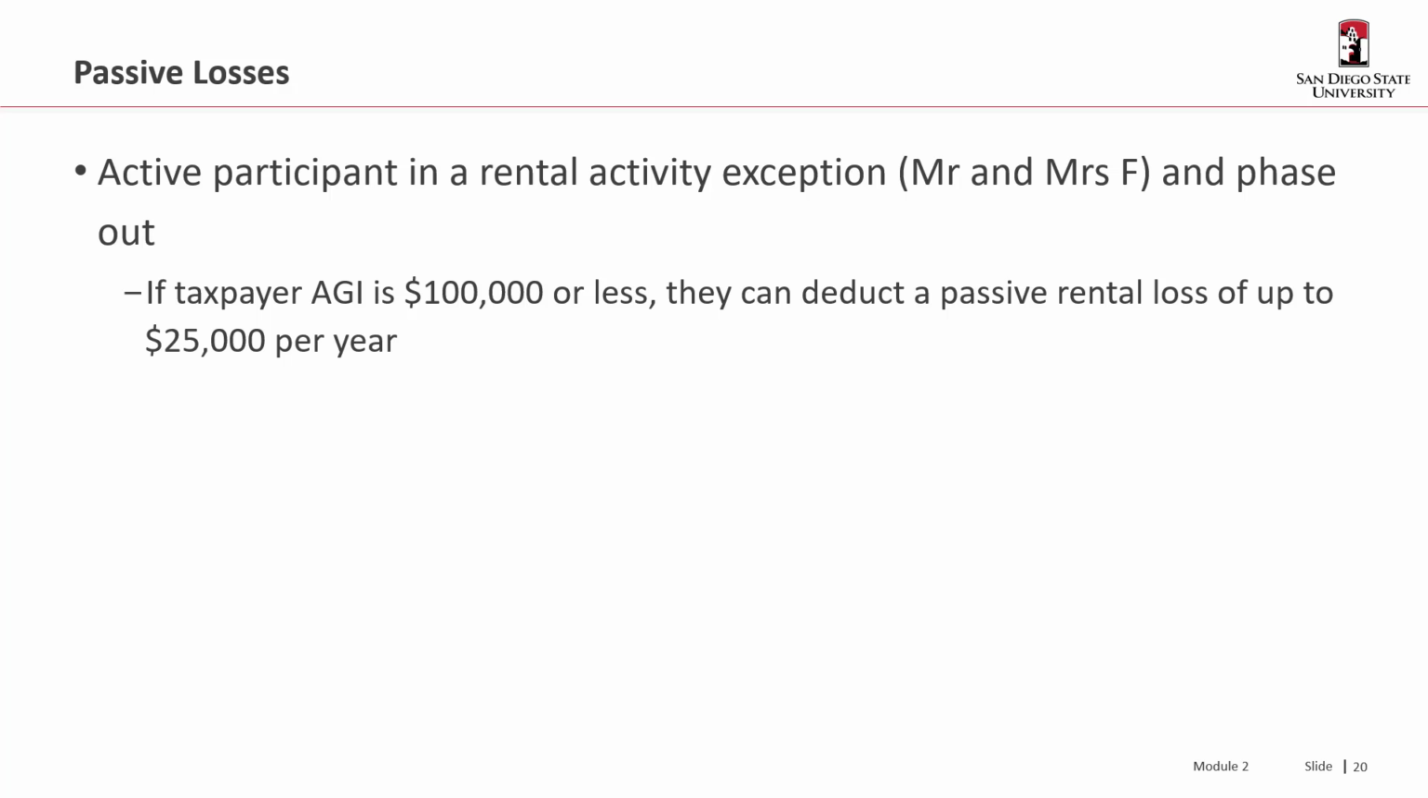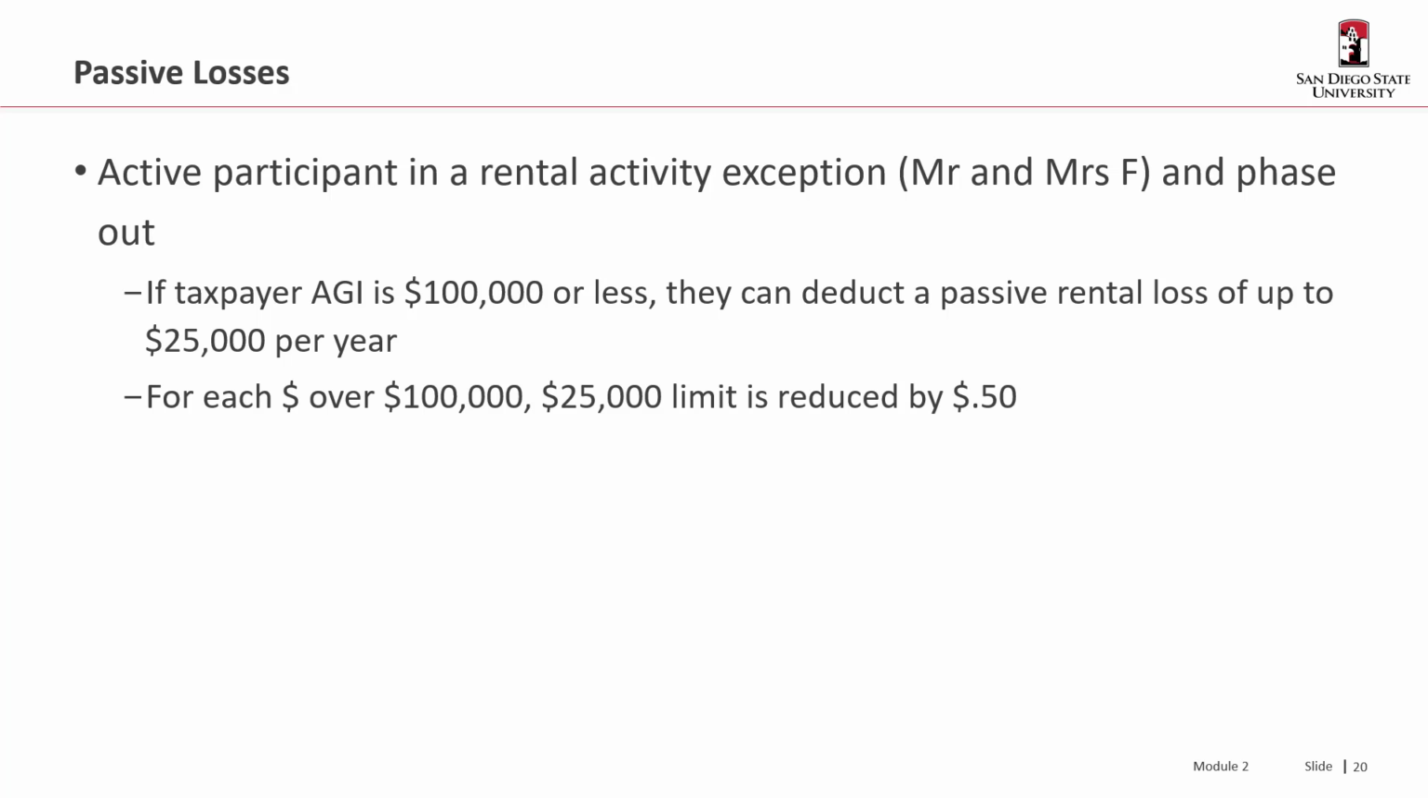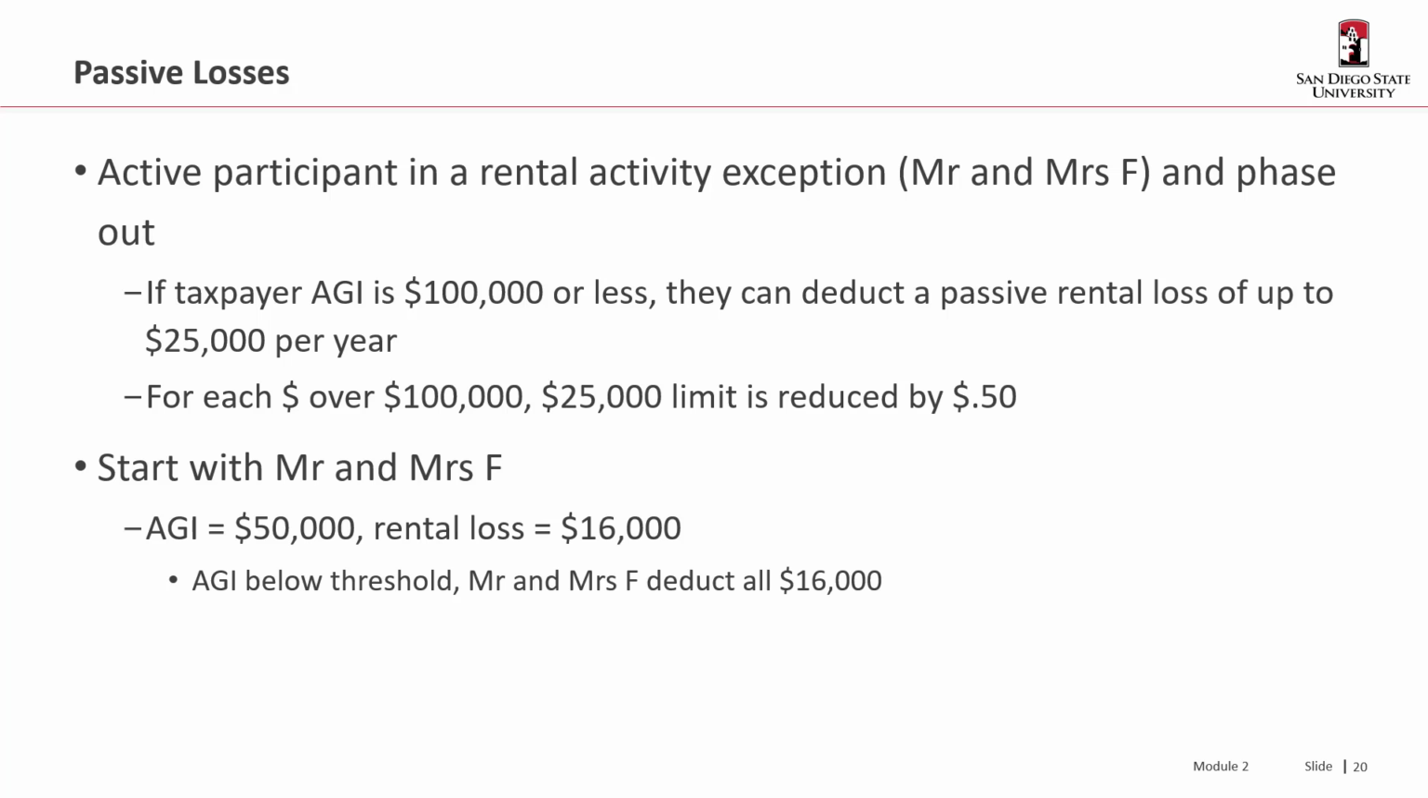So if your AGI is less than 100,000, you can deduct up to that $25,000 annual limit per year. For every dollar your AGI is over 100,000, that $25,000 limit is reduced by 50% or 50 cents, making this a 50% phase out. So let's start with Mr. and Mrs. F. Recall, their AGI was 50,000. Their rental loss was $16,000. Well, their AGI is below the $100,000 threshold. Their $16,000 loss is below the $25,000 annual limit, and as a result, they can deduct all $16,000.